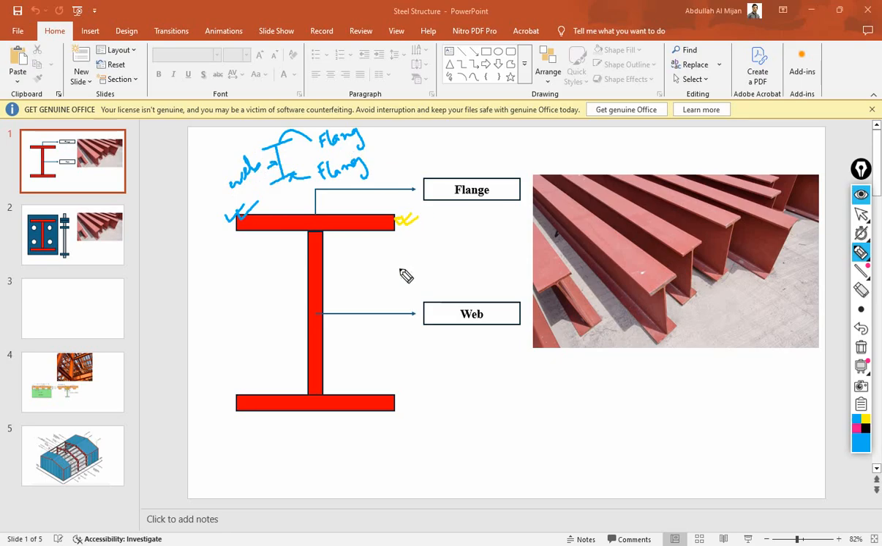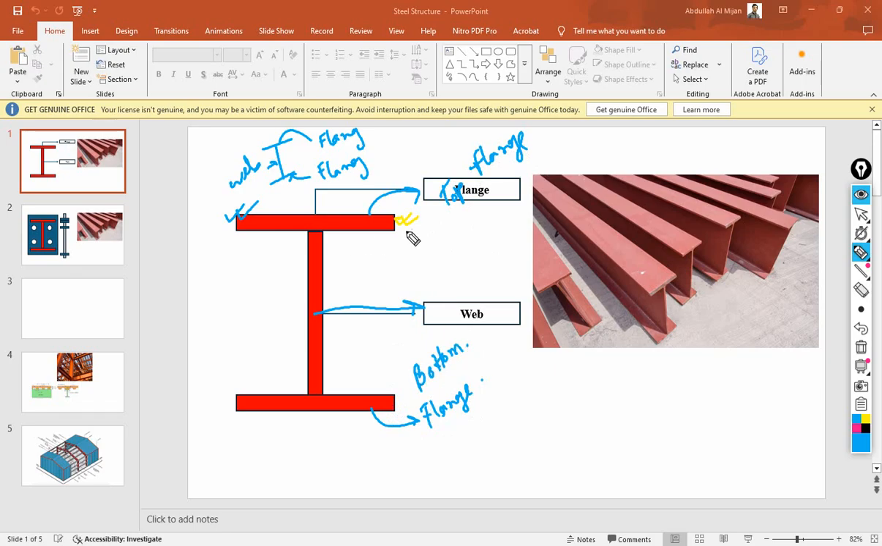We already marked the names of the parts of the section with arrows. This mid zone is the web, and the top zone of the section is the flange, and the bottom zone is also called a flange. So this is the top flange, and this bottom part is known as the bottom flange.